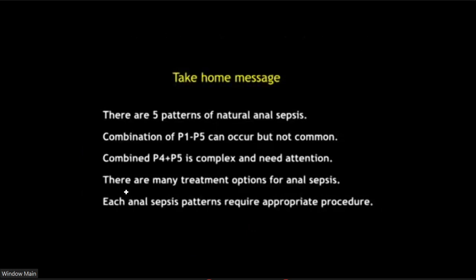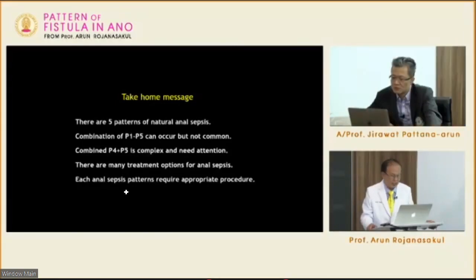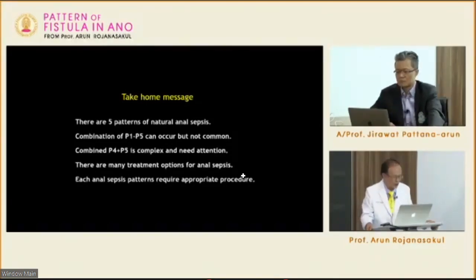Okay, I have many other cases, but if you ask questions, I will show you others. But in summary, there are 5 patterns of anal sepsis. Combination of P1 to P5 can occur, but is not common. Combination of pattern 4 and pattern 5 is complex and needs attention. I think if you want to be a very good colorectal surgeon, you should pay attention to P4 plus P5, and then finally you can manage it.